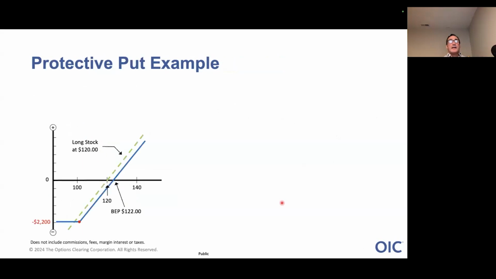Now let's look at a protective put, also known as the married put. If I own stock, maybe I'm bullish on my stock, but there's some news out there, maybe it's going to report earnings, maybe I'm worried about the downside. I could buy a put against my stock holding, which is called a married put, to protect myself in case shares go lower.